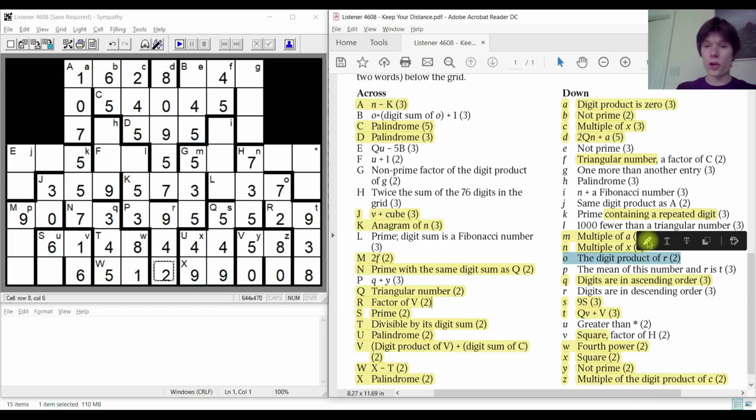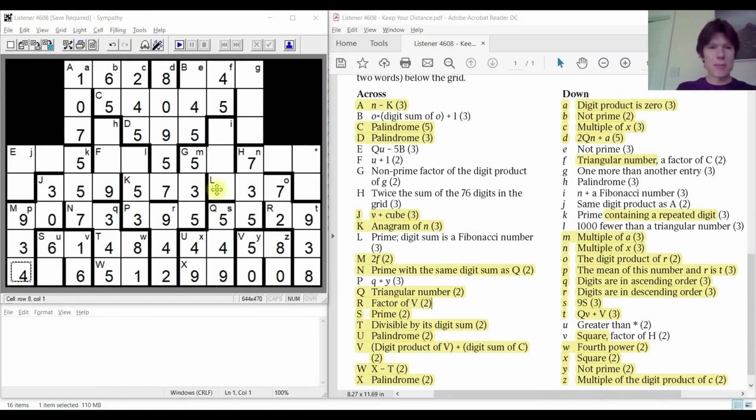So I can now cross off the clue for little o, and I can also cross off the clue for little r, and I can now say that because little r is 4 more than little t, p must be 4 less than little t, and that therefore must be 934, so that the mean of that and little r is little t, and I can cross off that clue too.